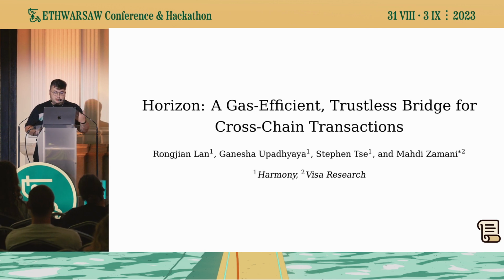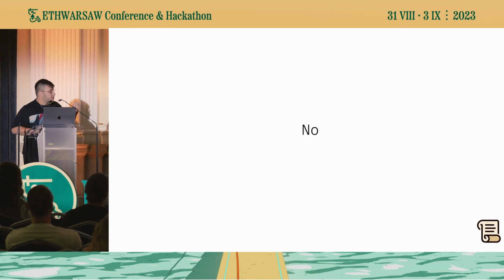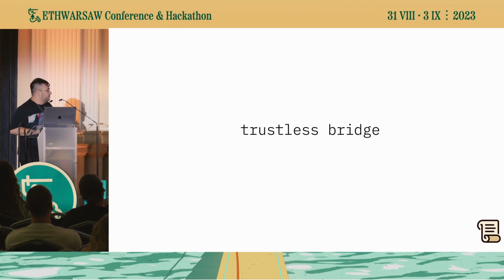Horizon, is it trustless? Again, no. Same thing, honest majority assumption. It relies on both of the chains being honest, and if one of them breaks, then your funds are gone, basically. ZK bridge, yeah, surprise, surprise, same thing. No, same thing, honest majority assumption.